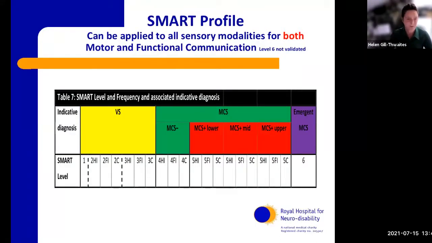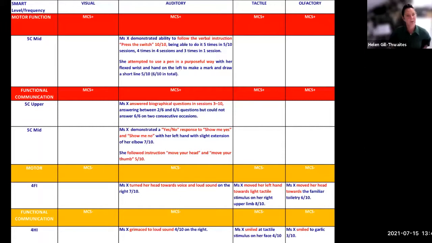Thanks, Karen. And then this is all put into a grid, which again is in the report. It's quite complicated, but you can see down the left column, he's not responding visually, but at the top, your motor responses, you get a very clear description of what they can do. And then beneath that is the functional communicative responses, and you would get clear information about what they can do there.